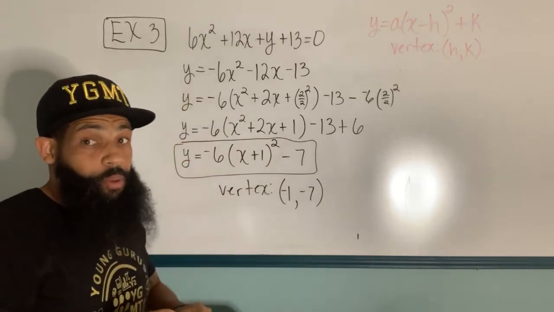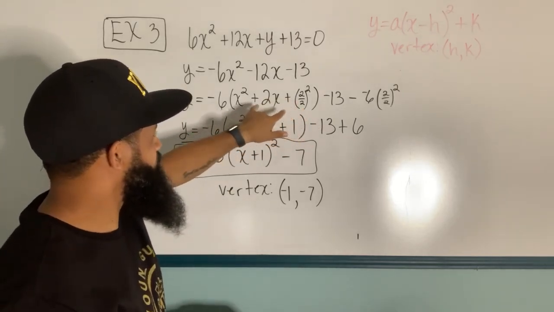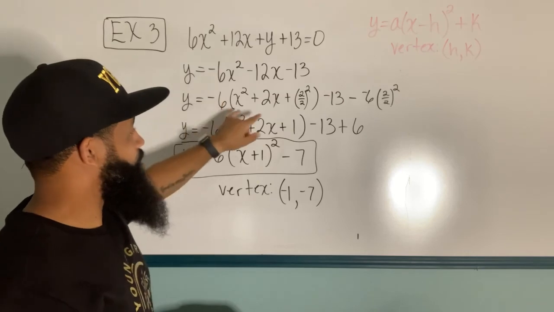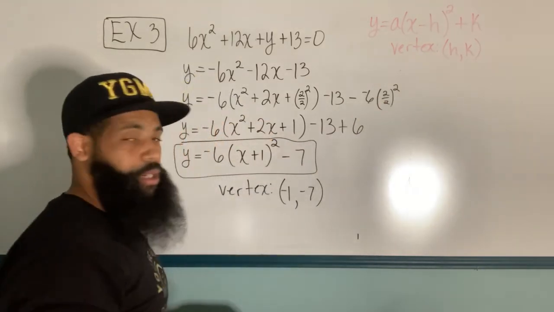This one you may have to pause and go back and look at a couple of times, but notice the key thing here. Whenever I factor that out, I got to multiply that number that's factored out right here when I'm subtracting it over there.